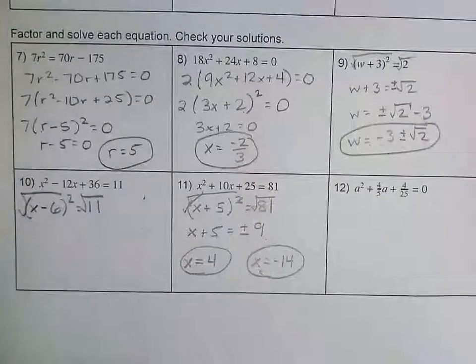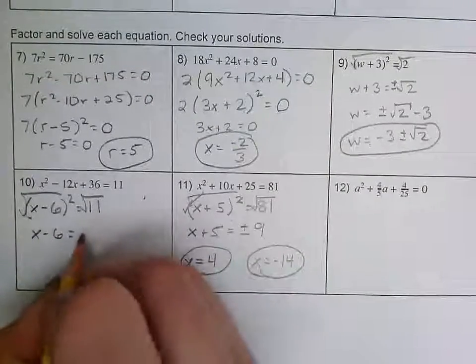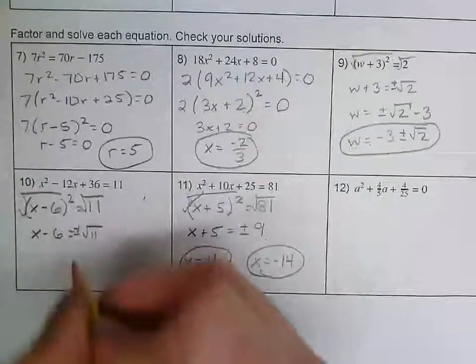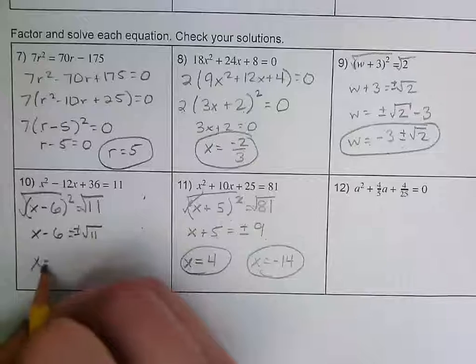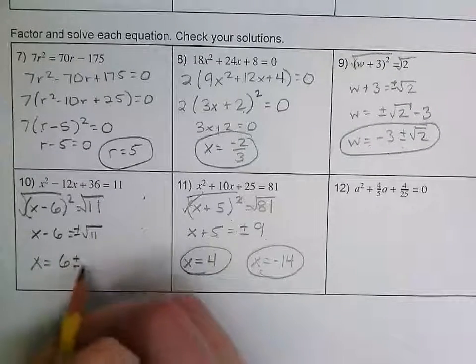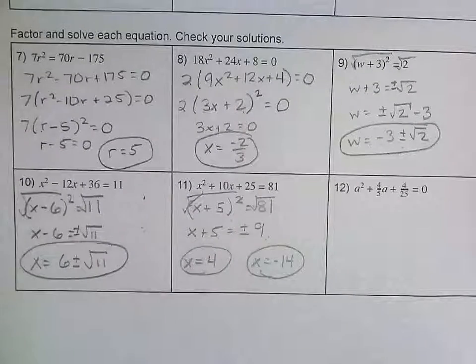Square root of 11 is not nice. Let's just leave it as the square root of 11. So x minus 6 equals the square root of 11, but it could be positive or negative. We don't know. Now we have to add 6 to the other side. Our answer is going to be 6 plus or minus the square root of 11. So really, again, two answers in one right there.